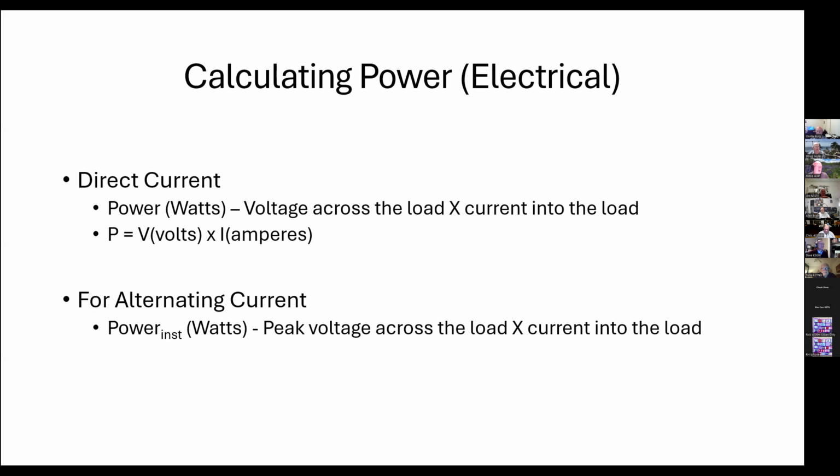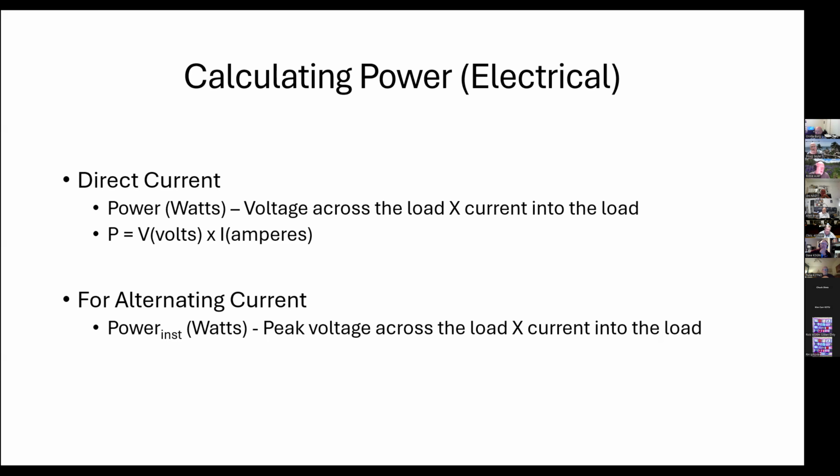With direct current, power is pretty easy to calculate. Voltage times current, voltage in volts, current in amps. For alternating power, it's a little more complicated, and I'm staying away from anything other than resistive loads, staying away from power factor or any of that sort of stuff. So the instantaneous power is whatever the voltage is at the time times the current at that time into the load. And instantaneous power can be calculated at any part of the cycle.